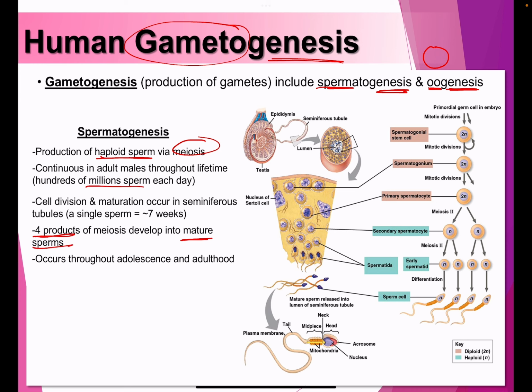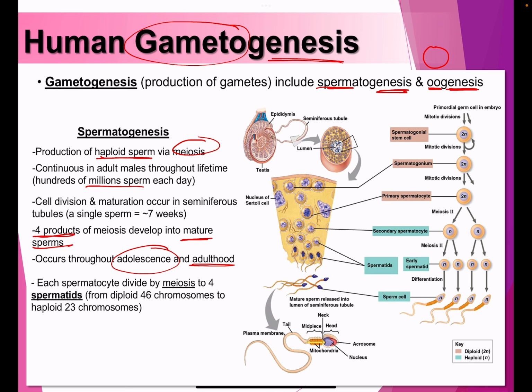And then it occurs throughout adolescence and adulthood, which is what I said. It will continue throughout the male's lifetime. There's no stopping spermatogenesis. The only thing that can happen is there's less sperm produced as males age, but there's no stopping of spermatogenesis throughout their lifetime.